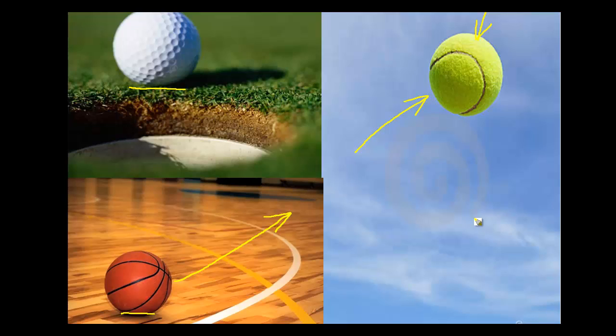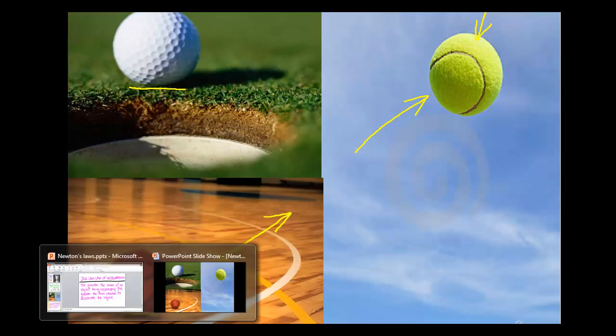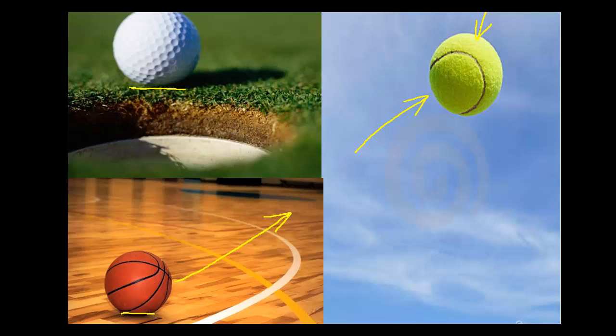So that's 3 examples. One is a golf club that will act on this golf ball to get it to move, to change its state. With the basketball, we have the wall which will stop it, and with the tennis ball we have gravity which will bring it back down to earth. So those are 3 examples of the first law, the law of inertia.